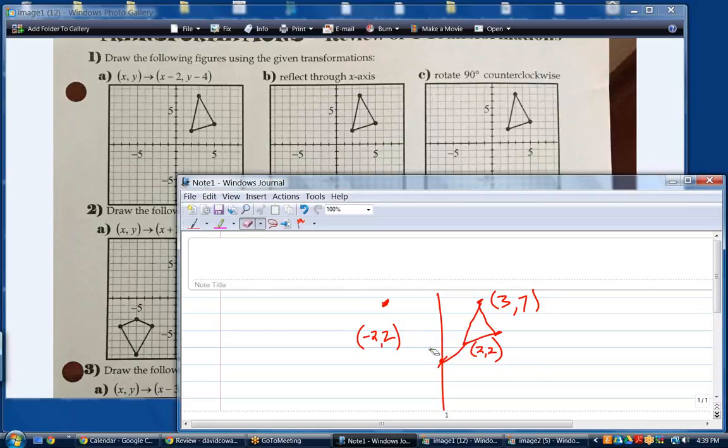Let me erase that one just to get rid of it from the drawing. We're going to rotate that line. So there's the right angle. There's the 90-degree rotation. What do you suppose the coordinates on that are? -7, 3. Yeah.